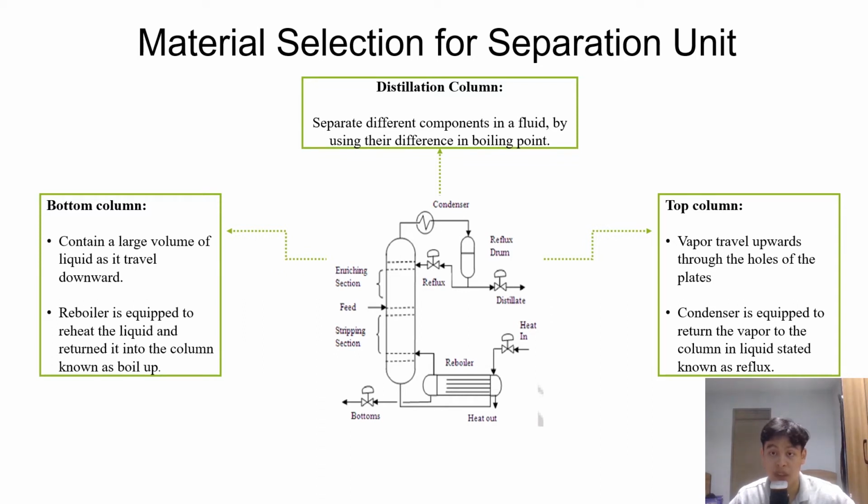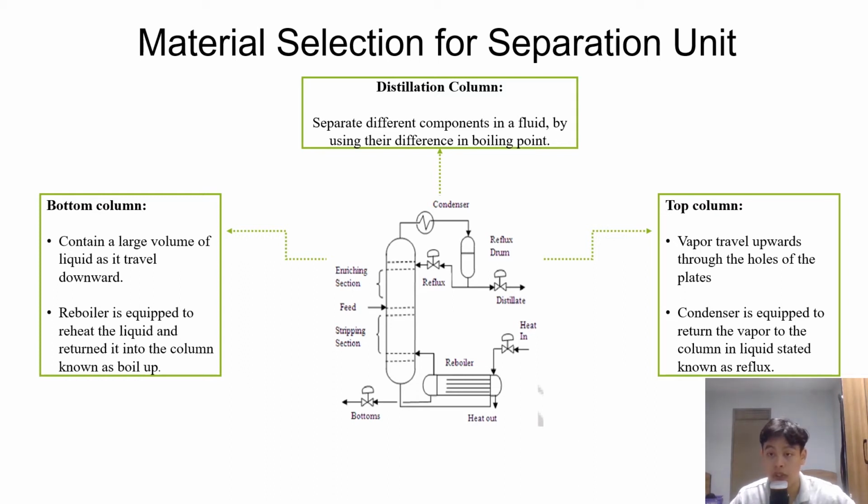material selection for the separation unit, which is the distillation column, is used to separate the different components in a fluid by using their difference in the boiling point. There are two parts, the bottom column and the top column. The bottom column contains a large volume of liquid as it travels downward, and the reboiler is used to reheat the liquid and return it into the column, known as boil up.